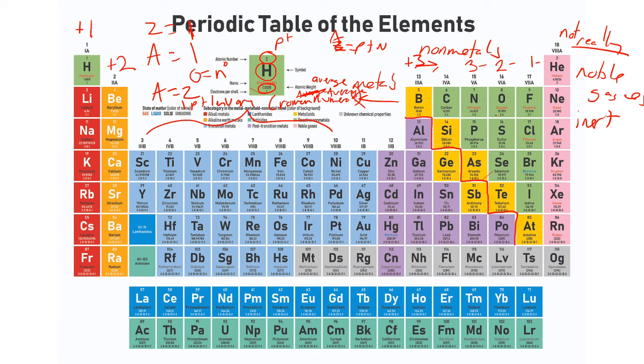These are all very close to whole numbers, but they're not, because there's a very small percentage of another isotope, either slightly bigger than 14 in this case or slightly less than 16 in this case, that changes that average. So just wanted to clarify that for you.